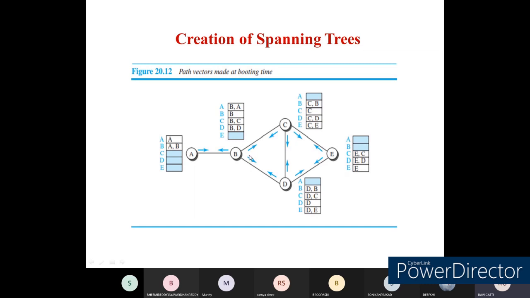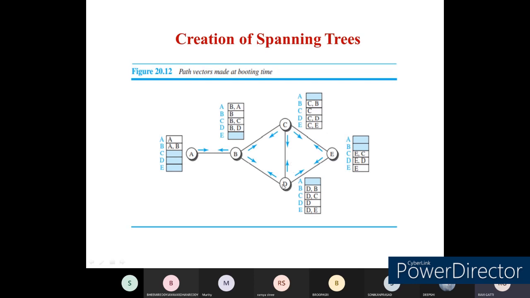Whereas from B to C there is a path, therefore the path B to C has been written. C to C is there by default, and C to D there is a path, and C to B there is a built-in path, and for E there is also a path. Okay, so this is how we can create a path vector for the node C.